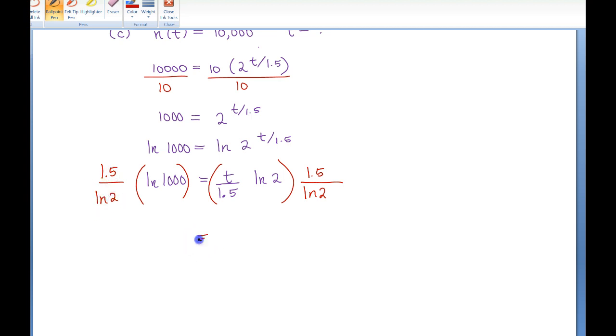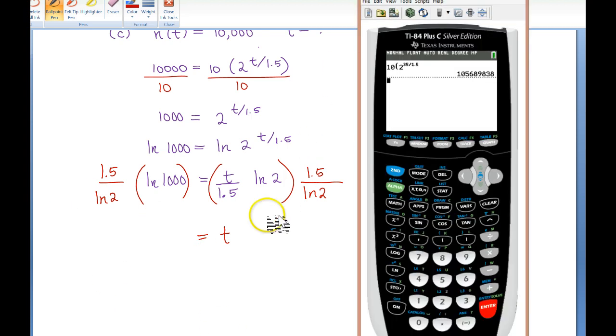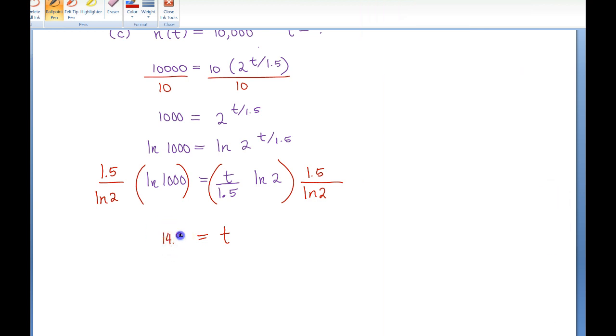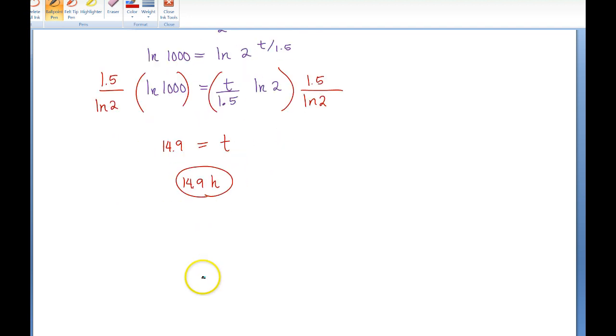to both sides. So I have t is going to be 1.5 divided by ln of 2, and then I want to multiply that by ln of 1,000. And we get about 14.9 hours. So 14.9 hours.